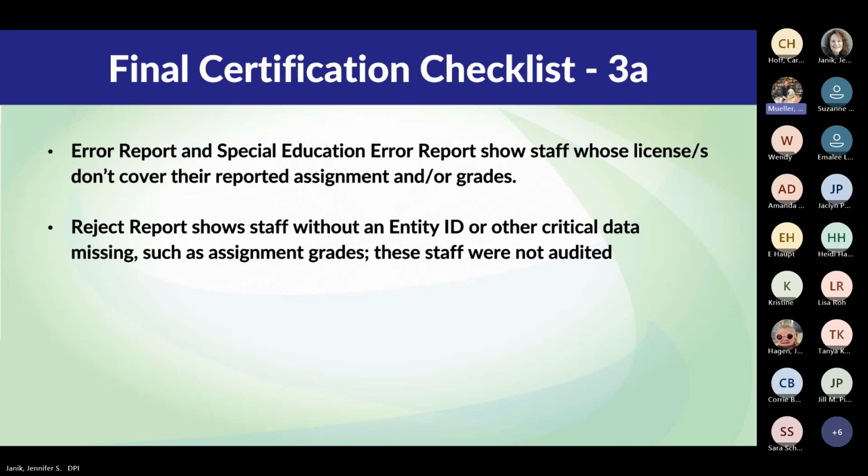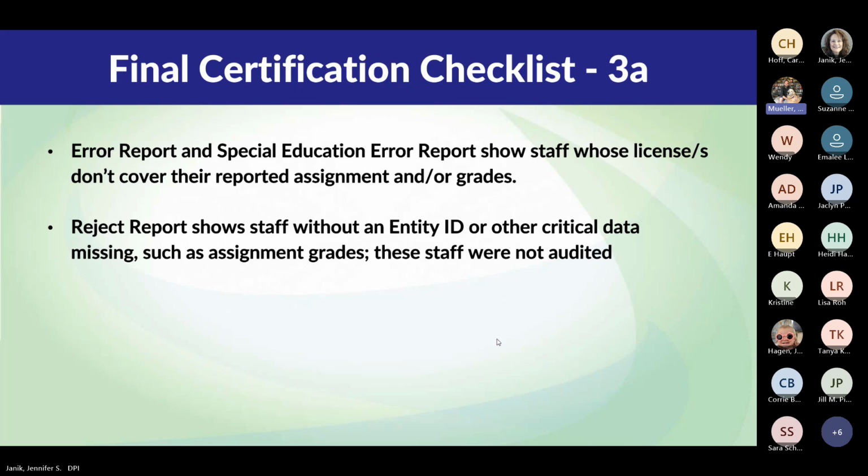There are 4 reports issued after each stage of the audit. So at this time of the year, you'll see 4 preliminary reports for the 24-25 school year. Review the error reports to see which staff may need to obtain additional licensing based on their reported assignment, and the reject report to see which staff are missing entity IDs and were not audited. Read the auditor comments in the error reports to determine the course of action needed for each issue.